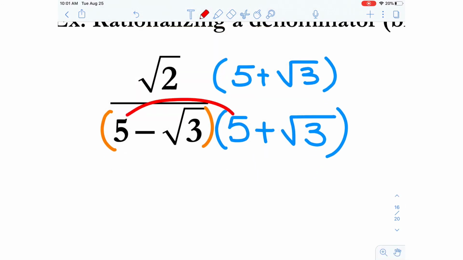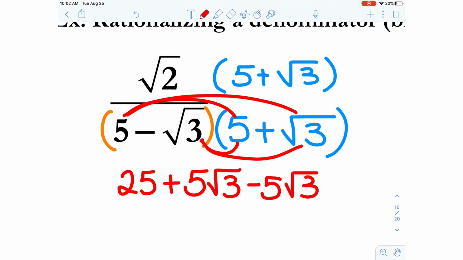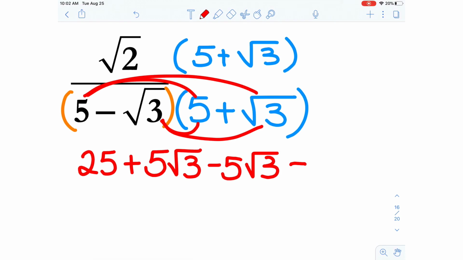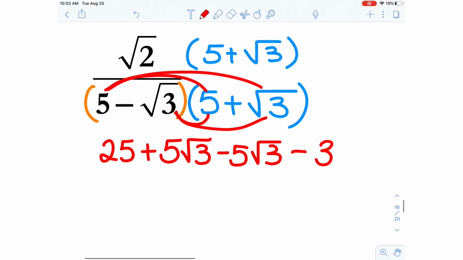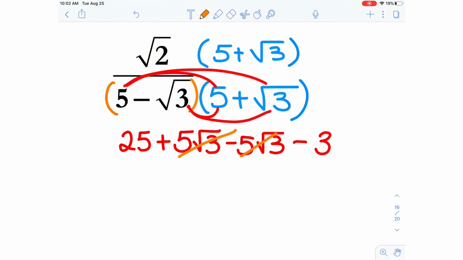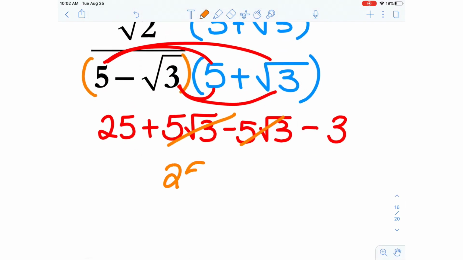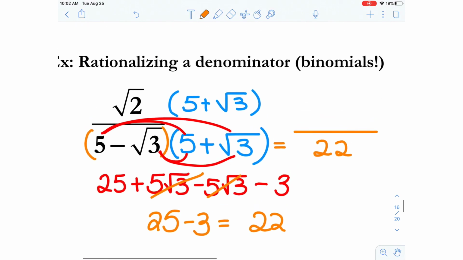Legit FOIL. 5 times 5 is 25. Plus 5 root 3. Here's the beauty of it. Minus 5 root 3. All right, minus root 3 times root 3 is root 9. Root 9 is 3. So when you multiply root 3 times root 3, the root just cancels. This is all in the denominator, and the beauty of all of this is those cancel, and I get 25 minus 3 in my denominator, which is 22. Guys, my denominator no longer has a radical, and life is good.